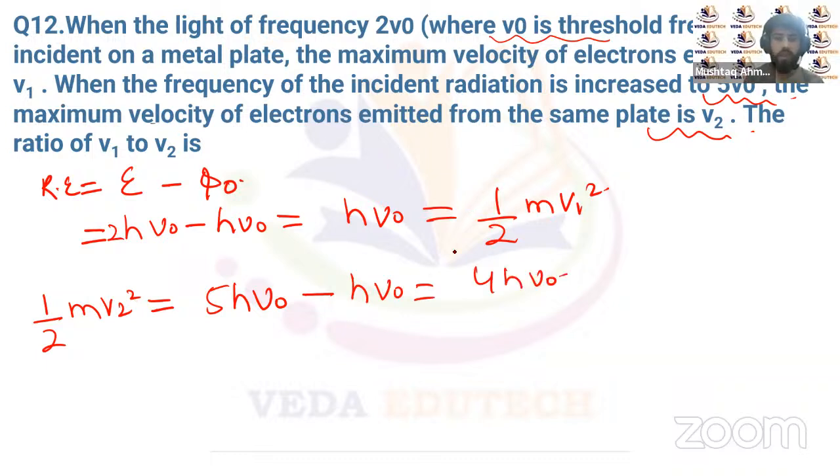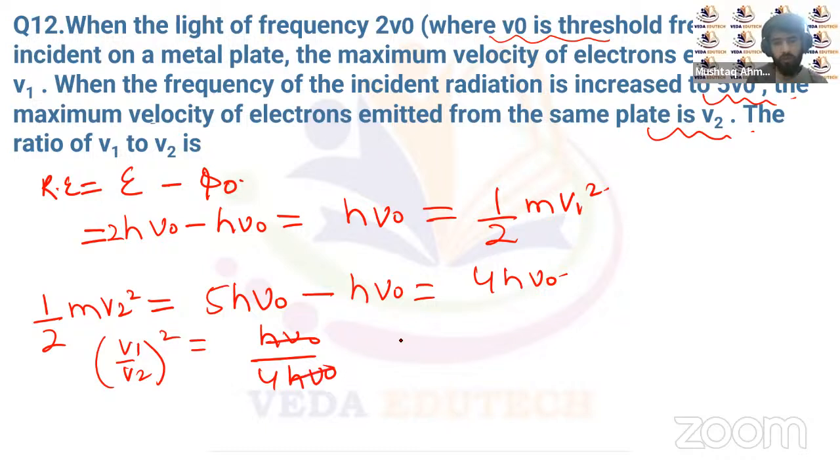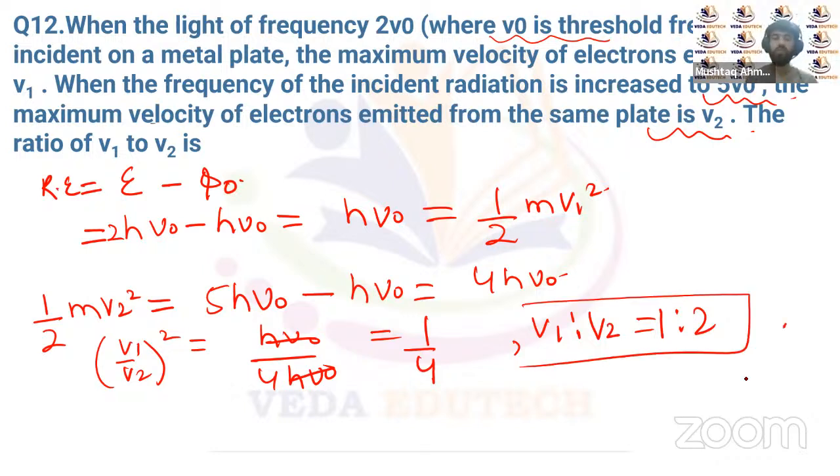Now we have to calculate the ratio between V1 and V2. So we'll just divide the two. Half m will get cancelled. It will be (V1/V2) whole square, equal to h nu naught upon 4h nu naught. So from here it will be equal to 1 upon 4. So V1 upon V2, the ratio of V1 to V2, will be 1 ratio 2. The ratio between the two velocities will be 1 ratio 2.